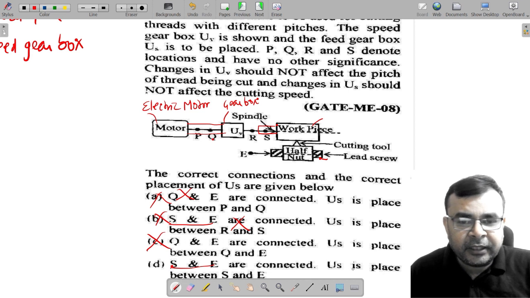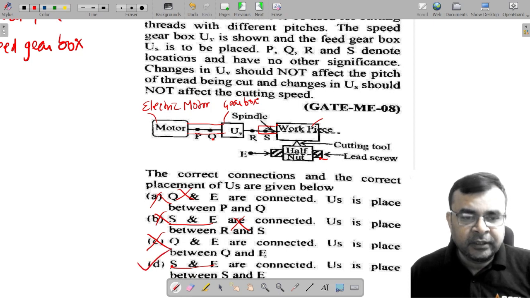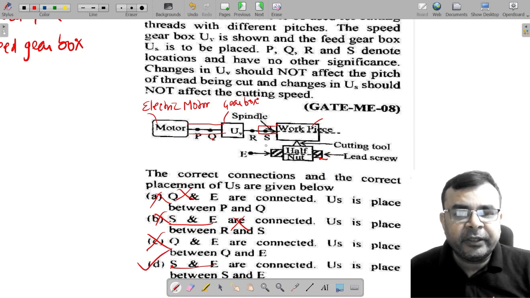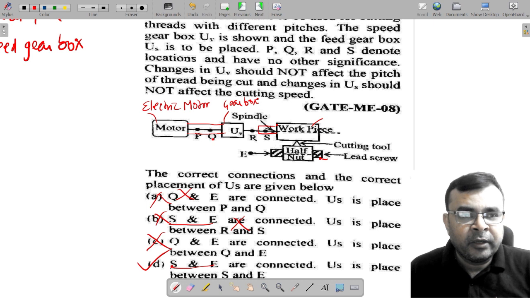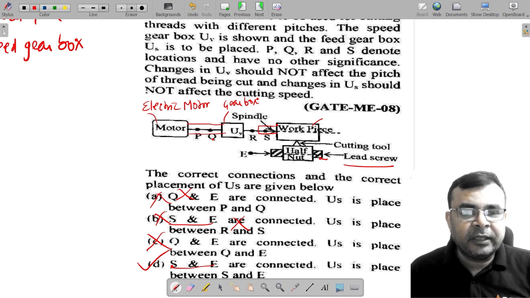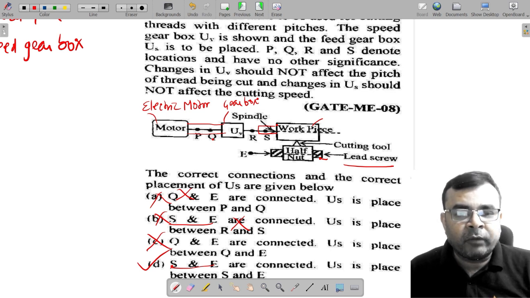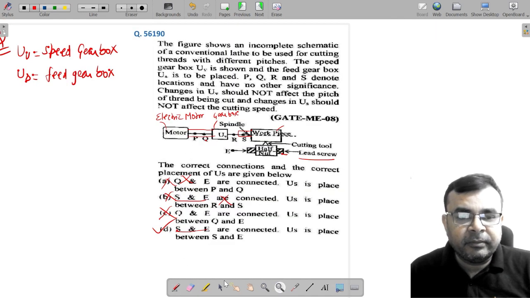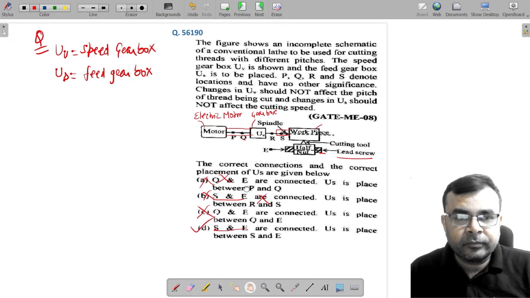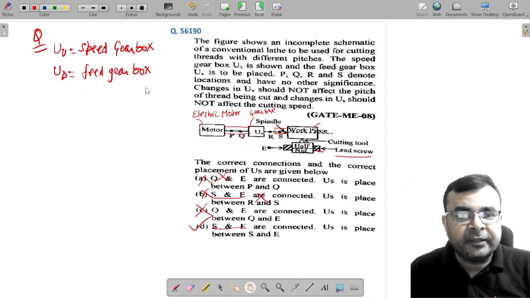Next option: US is placed between S and E. Yes, US is placed in between S and E, so this is the right choice. Obviously the feed gearbox is provided in between the lead screw and the workpiece, so that we can provide the relative motion of the tool with respect to the workpiece along the axial direction. So the correct choice will be option D. Is that right?